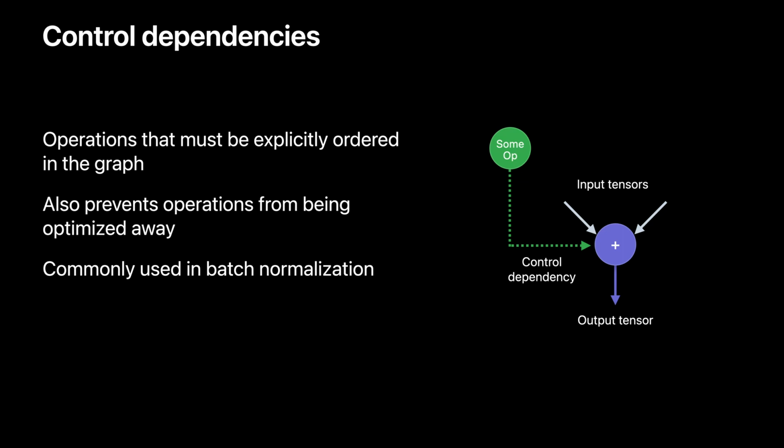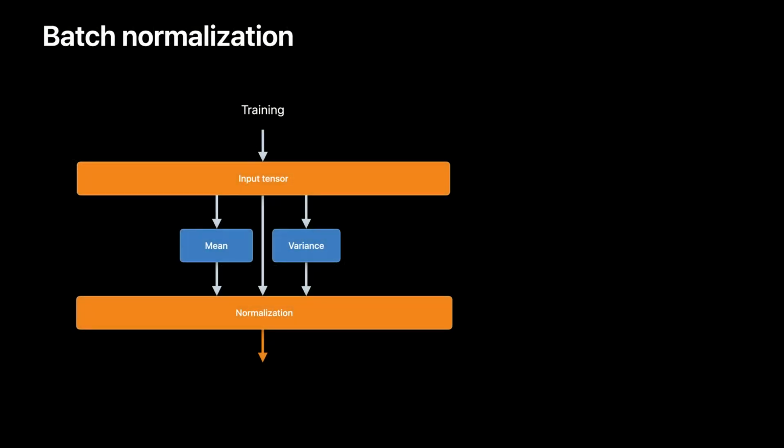This API also offers a convenient way to prevent operations from being optimized away by MPSGraph. This is needed to implement machine learning layers like batch normalization. Let's see this in practice. Batch normalization is a standard layer used in ML training to make the network more stable and converge faster. Here we see the computational graph for batch normalization that is used for training.